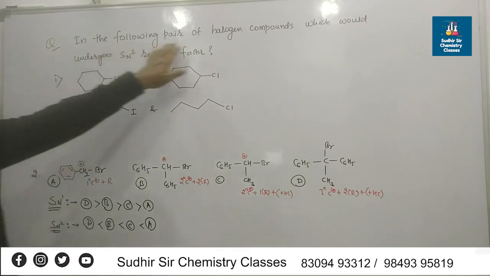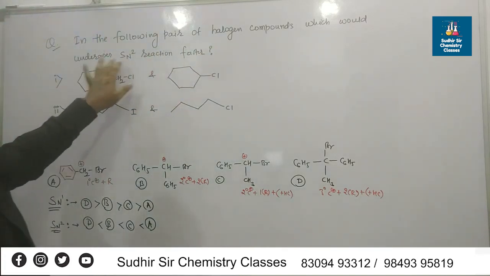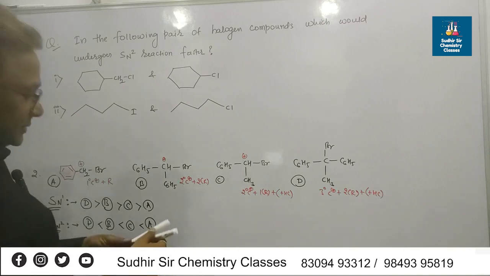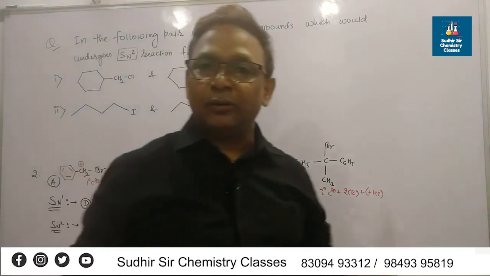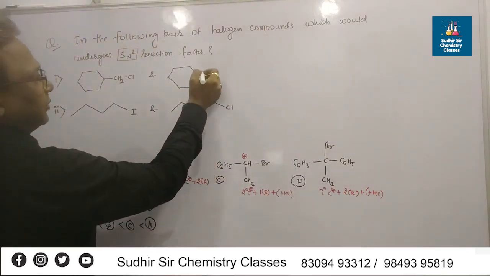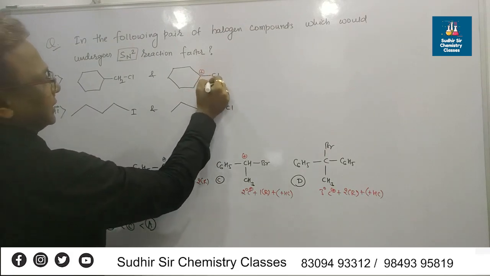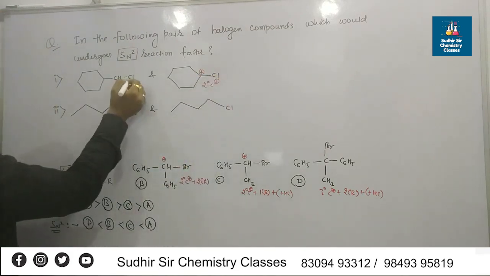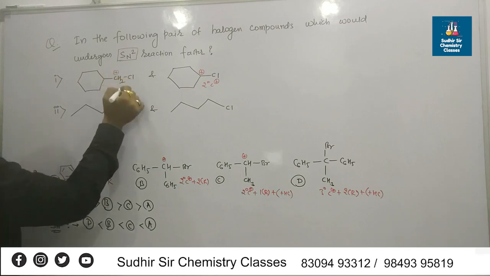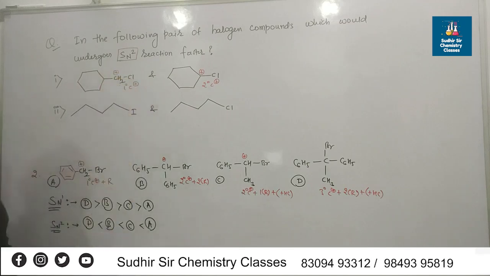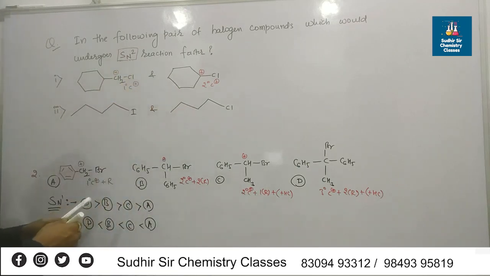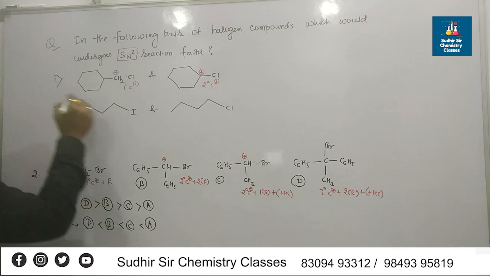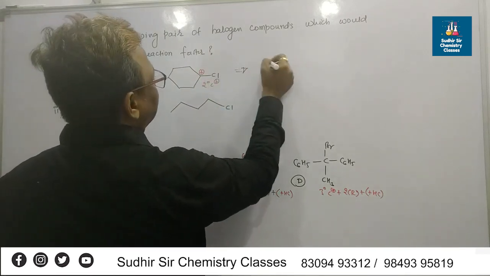See here, in the following pair of halogen compounds, which would undergo SN2 reaction faster? SN2 means what you have to check here? For SN2, you have to check the crowding. When chlorine goes off, it forms a carbocation, and you know it is a secondary carbocation. But when chlorine goes off here, it forms a primary carbocation. And we know SN2 will occur on the primary carbon more easily than on the secondary. So among the following, in which pair would the SN2 reaction occur faster?